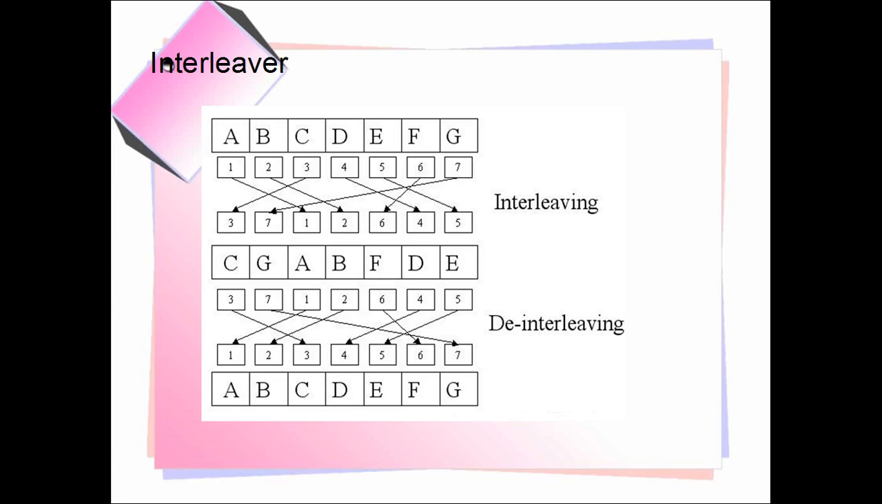Okay, let's see the scheme of the interleaver. For the upper part, we have 1, 2, 3, 4, 5, 6, 7. And after interleaving, the sequence order becomes 3, 7, 1, 2, 6, 4, 5, which is a totally random order. It can be another order; this is not a particular or unique one. It's just a random choice from the totally random orders.